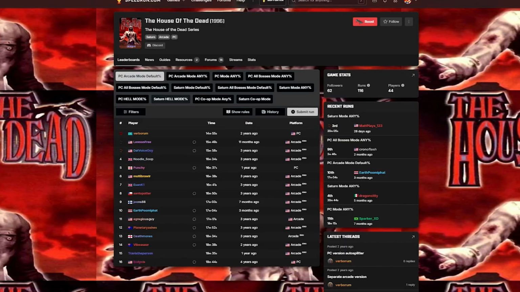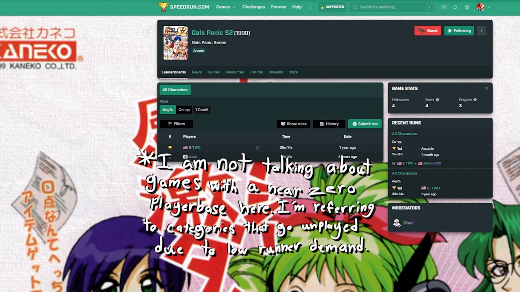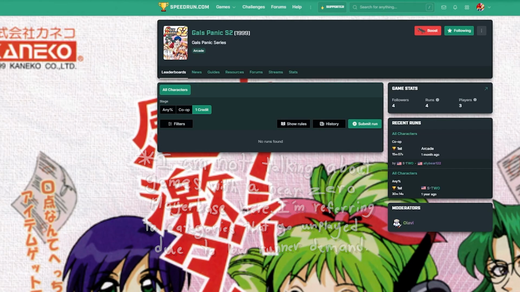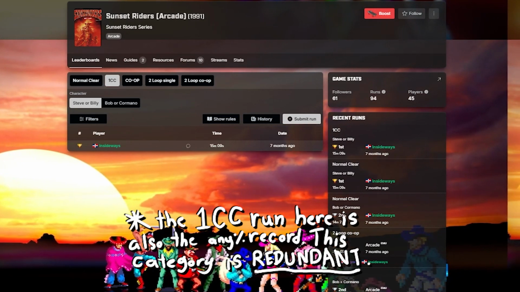The biggest gripe I have with smaller leaderboards that I come across while scrolling the site is the amount of unplayed categories that I find littered throughout. I know a lot of times these are included because logically a game can be completed in that way, but I think there should be a real demand for a category for it to have a leaderboard. The big one I see, and I see it pretty commonly among arcade games, is 1 credit clears.